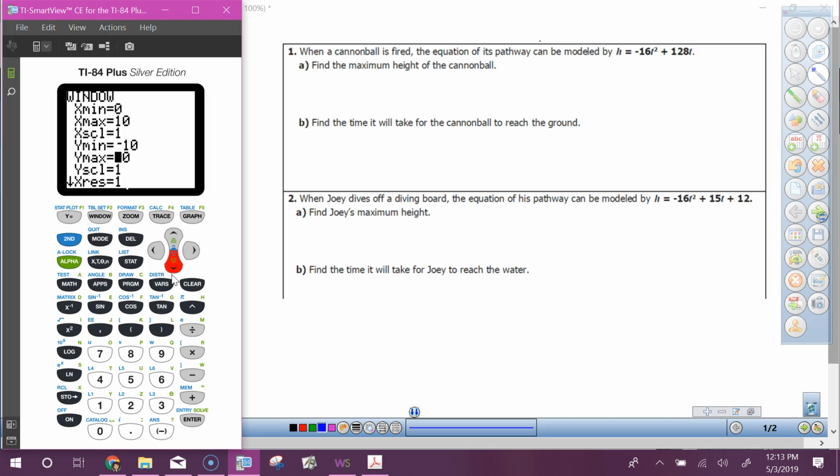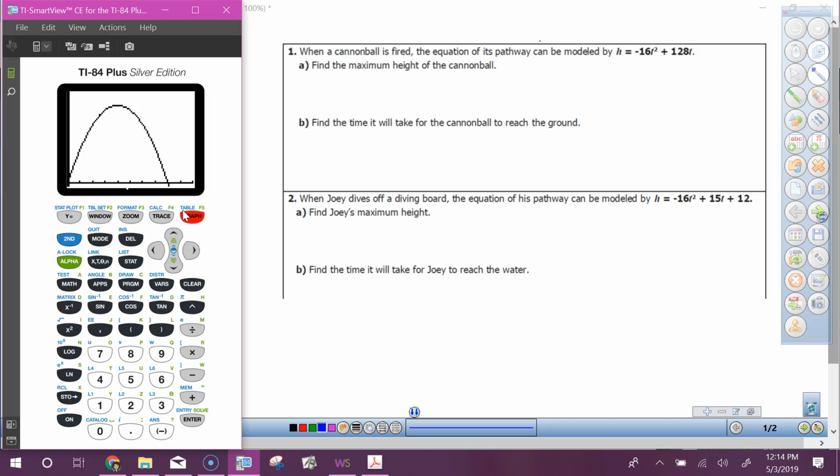So let's think about this for a minute. If I shoot a cannonball up in the air, how high do you suppose it could go? 100? Okay, so let's try 100. So I'll put 100 in there, and we hit graph. Does it fit? No. Doesn't fit, so we need higher. So we go back to window. Okay, I'm hearing 300, so let's change our Y max to 300. Does that one work? Yeah. All right, so we're good to go there.